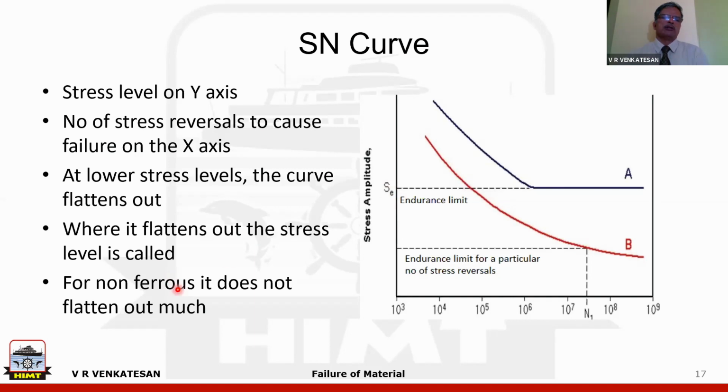Now, a non-ferrous material does not flatten out so much. This B is for non-ferrous material. Since it is not really flattening out, for this material you should also specify a number of reversals, like 10 raised to 7 reversals, 10 raised to 8 reversals. Depending on the RPM, it will reflect as so many hours. So the meaning of this is, if I am designing a component which has to withstand fatigue, then I have to look at this figure. The actual stress value has to be brought below this endurance limit.